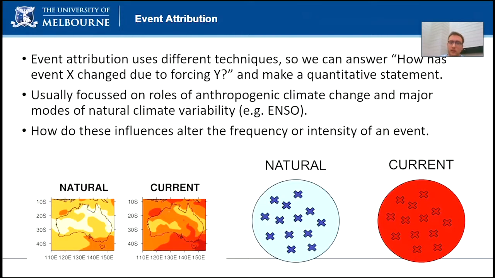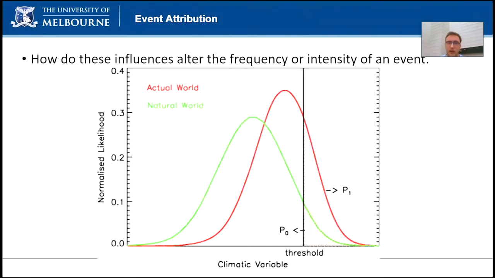This is done using model simulations, and normally we compare two ensembles of model simulations if we're interested in the role of anthropogenic climate change. We have a model ensemble containing lots of simulations representing the climate here, and lots of simulations representing the climate of today, and we can make comparisons between those. And we use those model ensembles to form distributions representing our world of today.